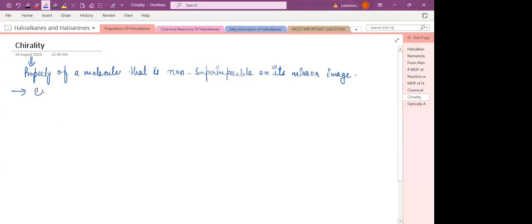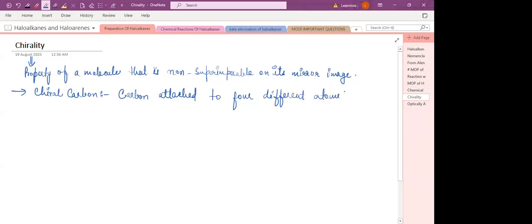And write down what is chiral molecule or chiral carbon. Basically, we will talk about the chiral carbon. Okay, chiral carbon. What is chiral carbon? Carbon which is attached to four different groups. Different atoms or groups you can write. So that type of carbon is known as chiral carbon.